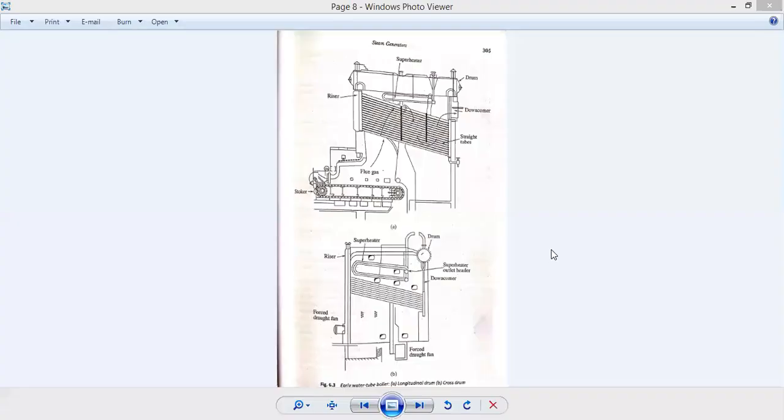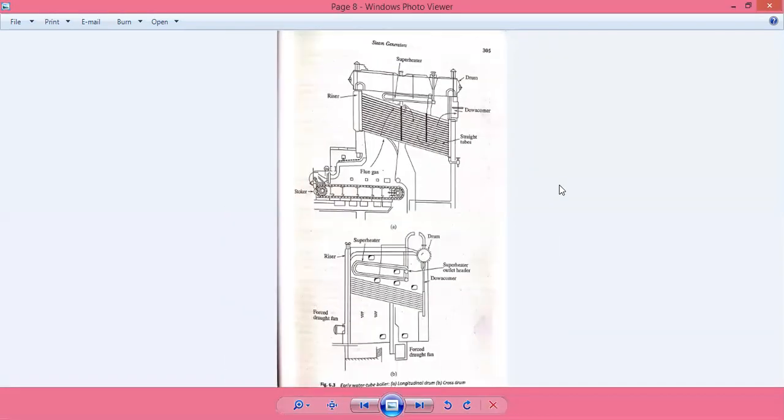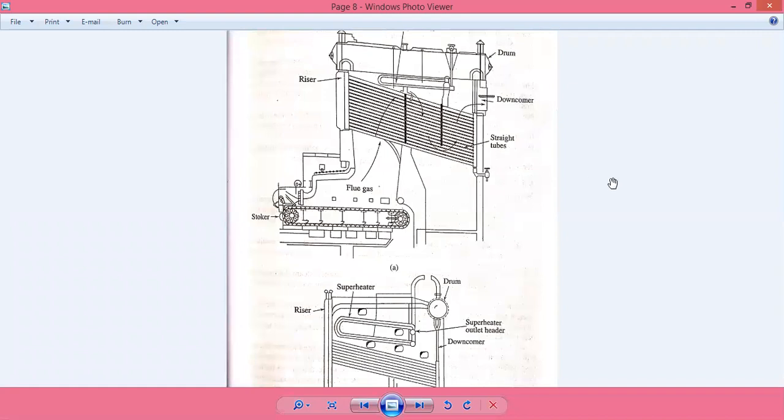Here is a rough sketch of the steam generator. Here what we see is a water tube boiler. These are the tubes, which are inclined more or less around 15 degrees to the horizontal itself. Here is the downcomer, and this is the drum holding a mixture of steam and water. Through the downcomer, the water comes down and goes to the straight tubes. These tubes are straight, and one end is connected to the downcomer, and the other to the riser.